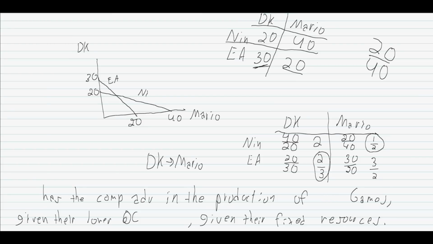Look at Nintendo. They have a lower opportunity cost in the production of Mario games, because their opportunity cost is 1/2, and EA's is 3/2. So, Nintendo has the comparative advantage in the production of Mario games, given their lower opportunity cost, which is 1/2 to 3/2, given their fixed resources. So that's all there is to that, and this is how you get it from a graph. So keep on watching. The next video is the production possibilities curve, and after that is terms of trade, which deals a lot with comparative advantage, so keep this in your head right now.